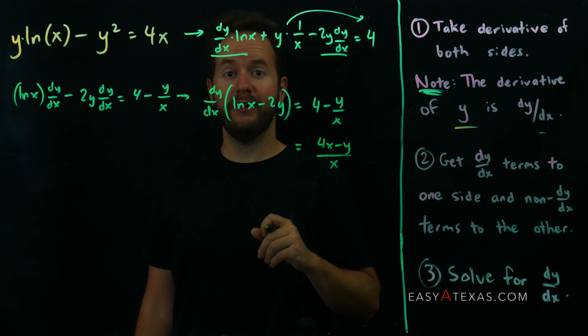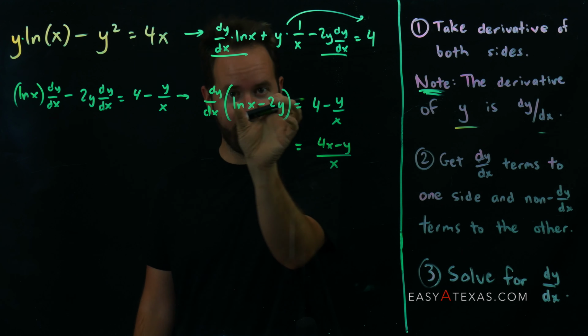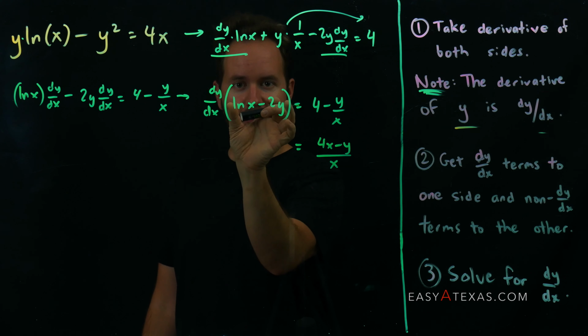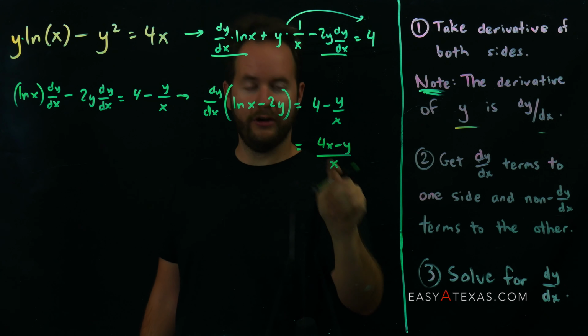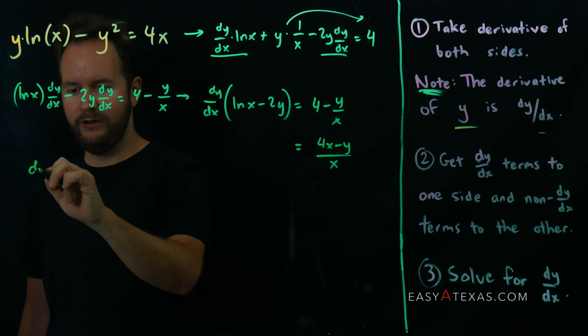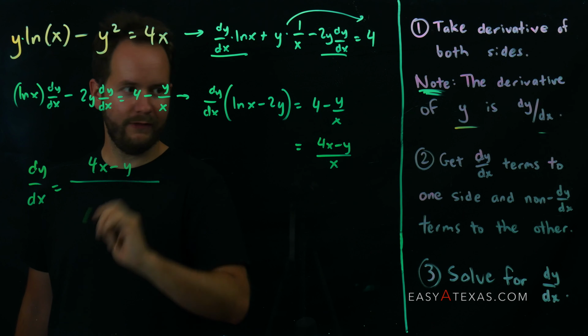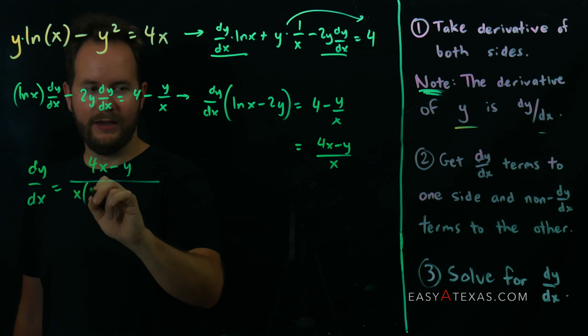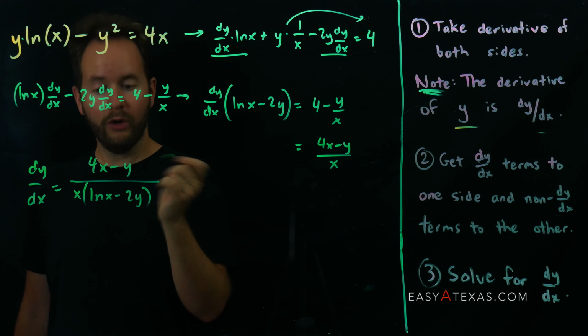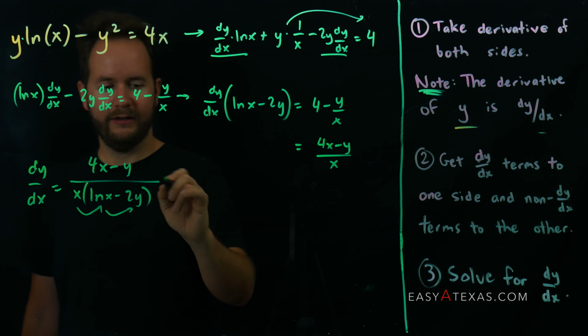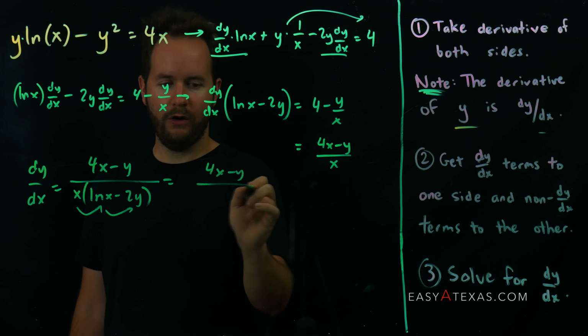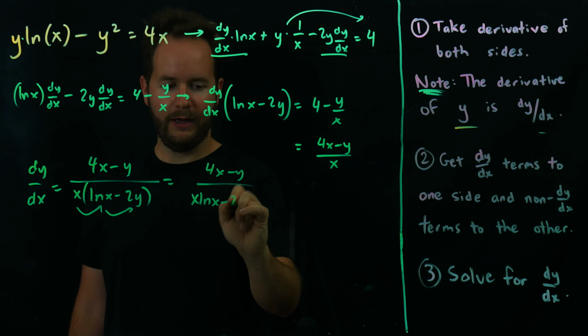Okay, now if I'm going to divide both sides by ln of x minus 2y, that's going to put this chunk of terms here in this parentheses down here, downstairs with the x. So it's going to give me dy/dx equals 4x minus y all divided by x times ln of x minus 2y, and if I want to, I can distribute the x to the inside to give me 4x minus y over x ln x minus 2xy.